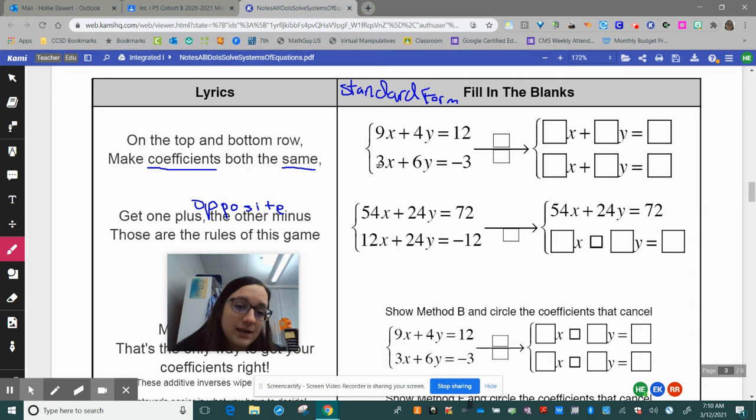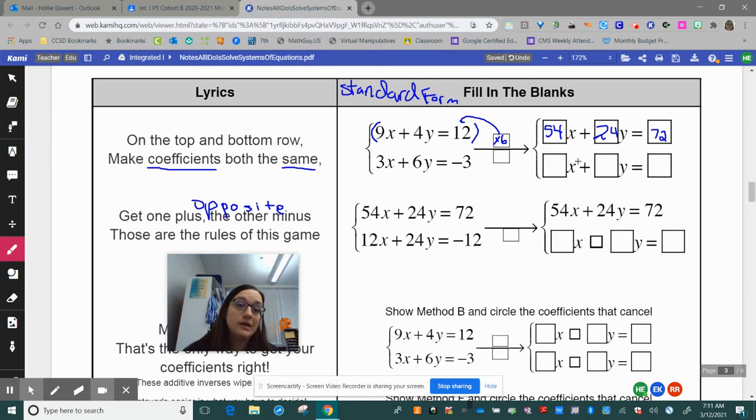But they didn't go for the x coefficients the same. They went for the y's. Do you see how they made them both 24s? How would they make them 24s? Oh, great question. 4 times 6. So they did the top one by 6. So they multiplied everything in here by 6. So 6 times 12 would give us 72. 6 times 4y would give us our 24y. And 6 times 9 is 54.